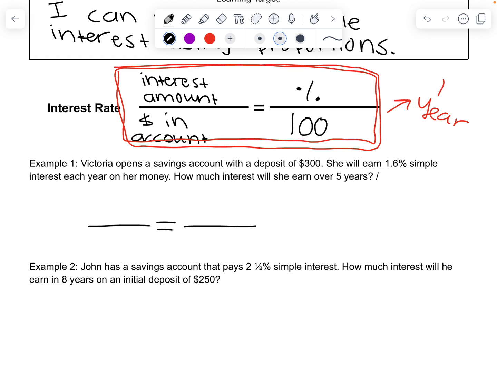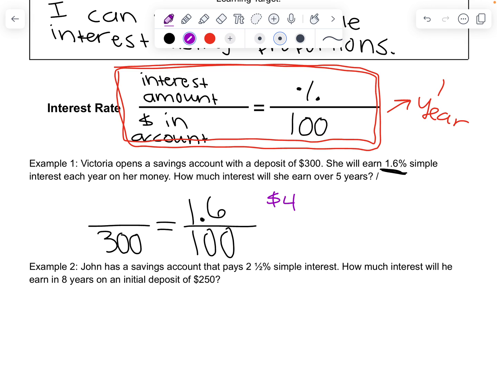So basically, Victoria has $300 and she's going to give it to the bank. She's like, hey, keep my money safe. And the bank's like, okay, we'll give you 1.6% simple interest. So percent goes on top, 100 on the bottom. And when we solve this, 300 times 1.6 divided by 100, we get $4.80.